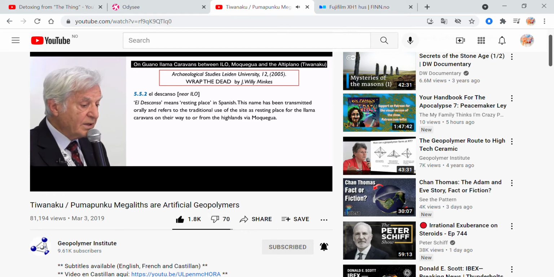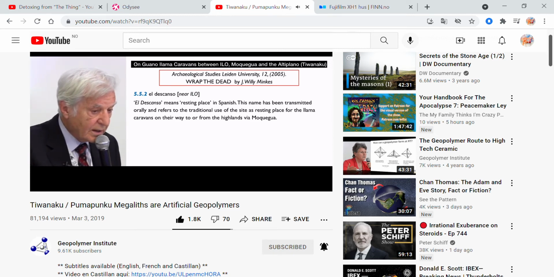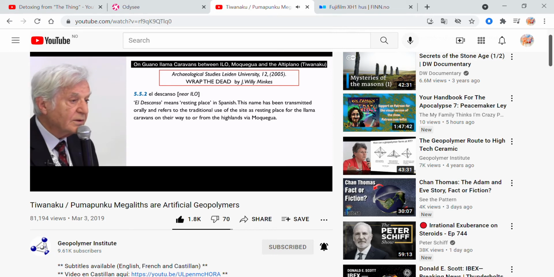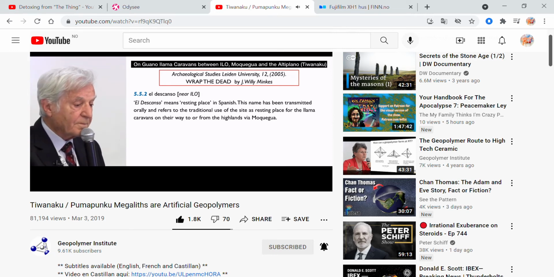El Descanso means the resting place in Spanish. This name has been transmitted orally and refers to the traditional use of the site as a resting place for the llama caravans on their way to or from the highlands via Moquegua.